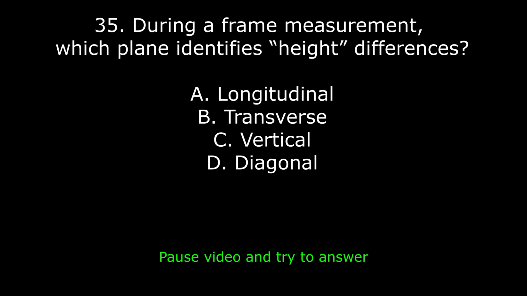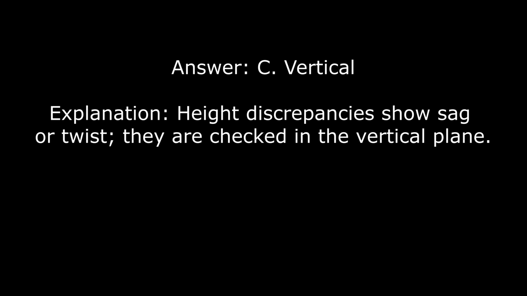35. During a frame measurement, which plane identifies height differences? A. Longitudinal. B. Transverse. C. Vertical. Or D. Diagonal. The answer is C. Vertical. Explanation. Height discrepancies show sag or twist. They are checked in the vertical plane.